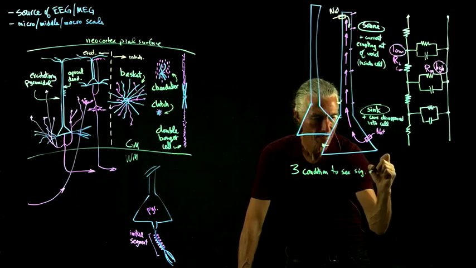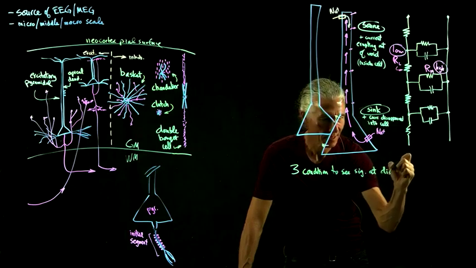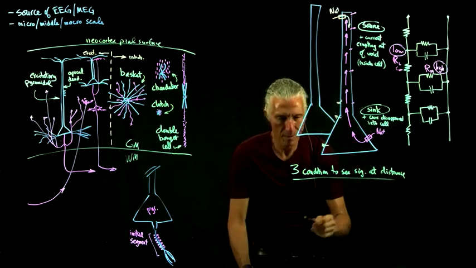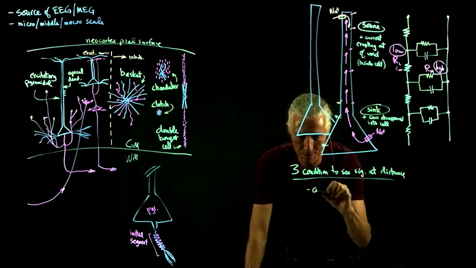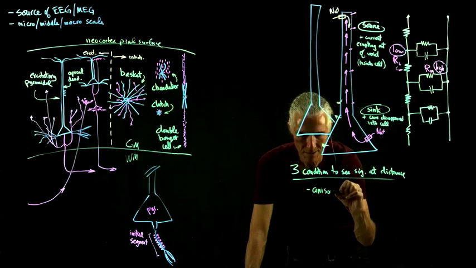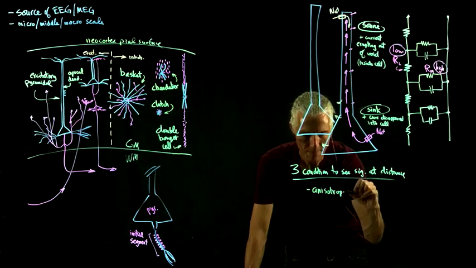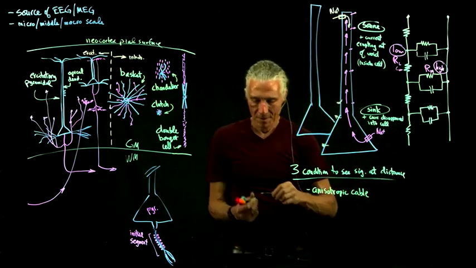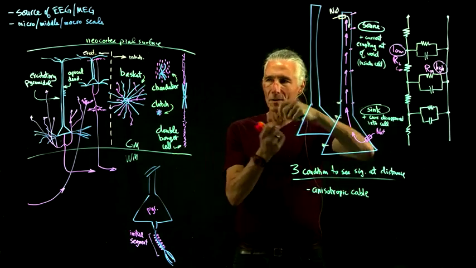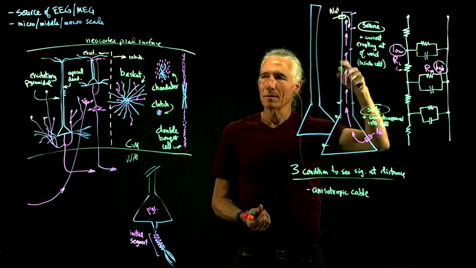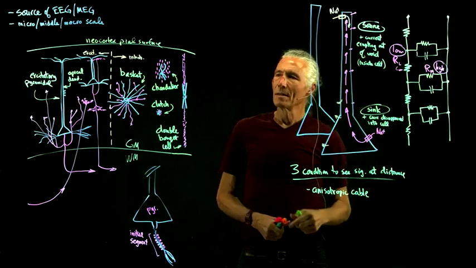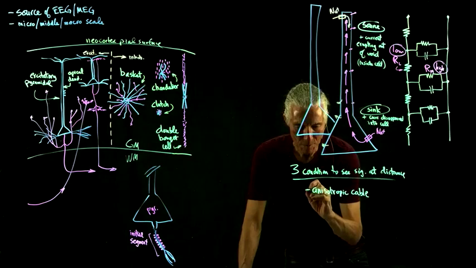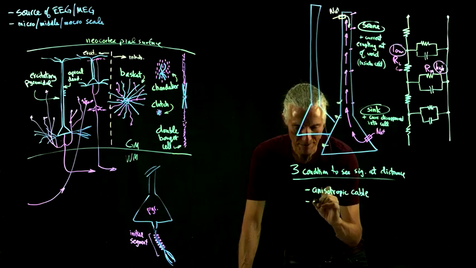Sig at a distance. So the first one is we need some anisotropic cables. Anisotropic cables. That just means they can't be like a sphere. They have to be elongated so that we can get this current flow to go long distances. But it doesn't help if they're all in every which way, so they have to be aligned.